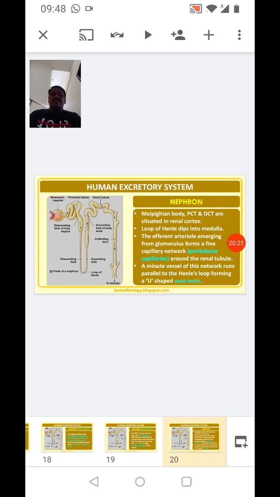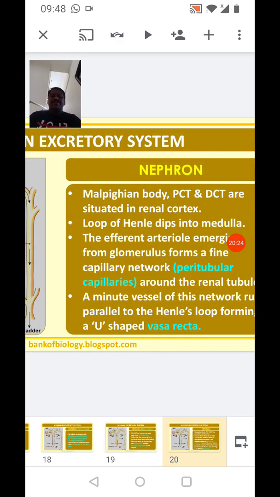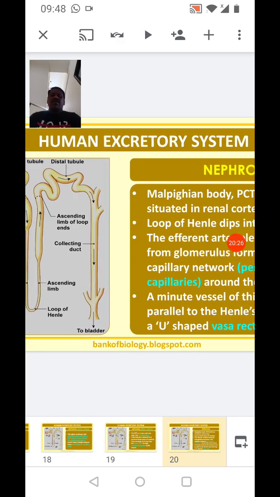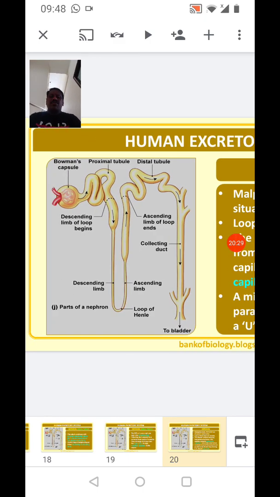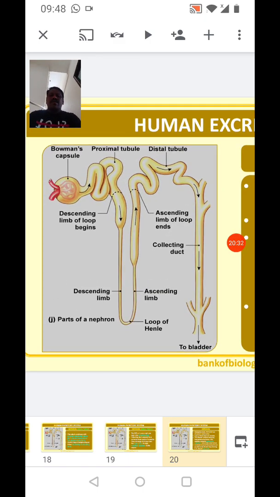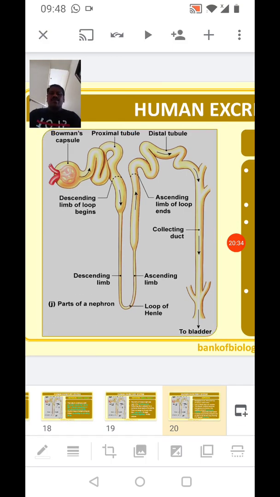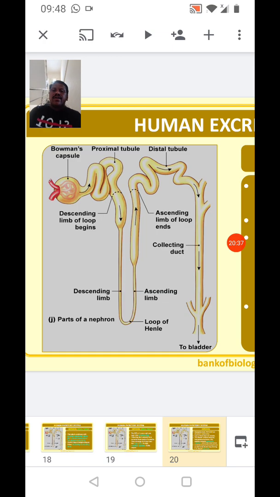And here the nephrons are mainly... before that I would like to tell one more thing. As I told you, efferent renal arteriole. What is the efferent renal arteriole? It emerges from the glomerulus. And this efferent renal arteriole, after coming out of the glomerulus, gives a group of blood capillaries which are close to the renal tubule. Understood?